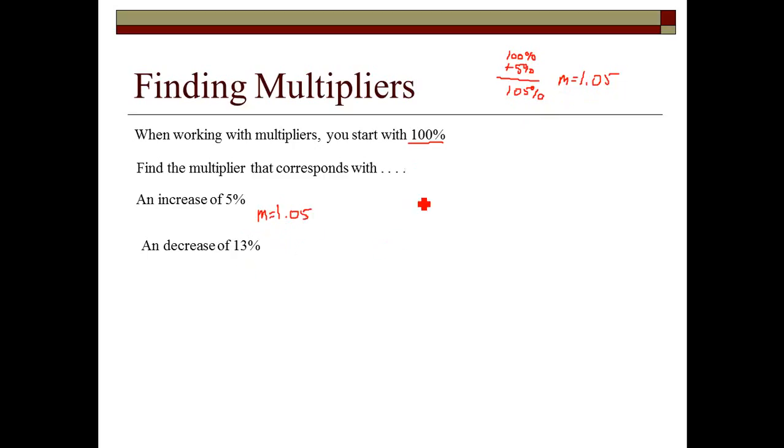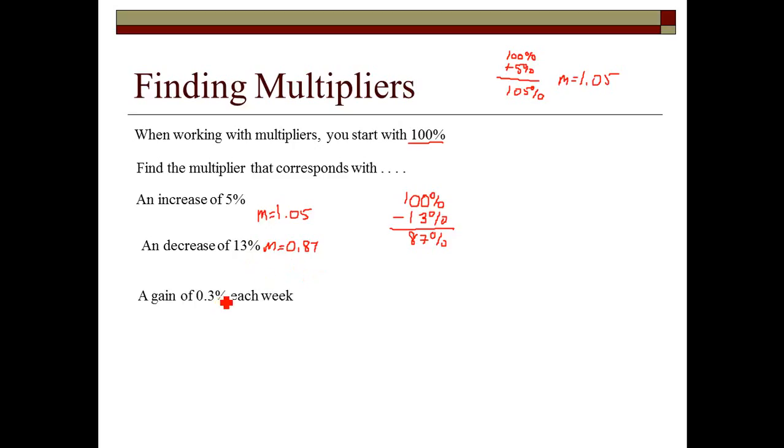A decrease of 13%. Again, I start with 100%. I lose 13%. It's a decrease. So this gives us 7. That changes to 9. 9 minus 1 gives me 8. So it's 87%. My multiplier here is equal to 0.87. I like to put the 0 in front so that I don't lose track of where the decimal is.